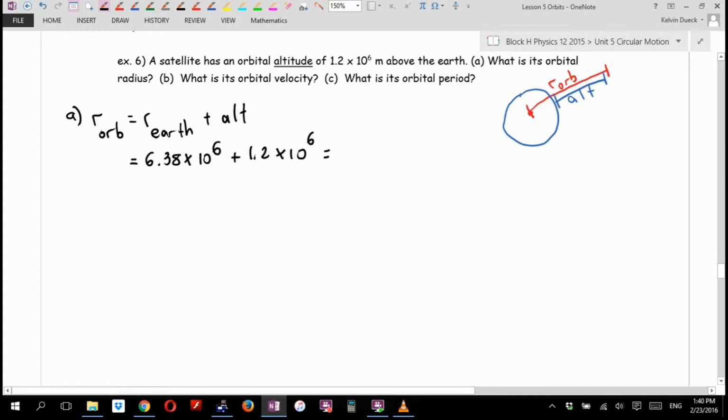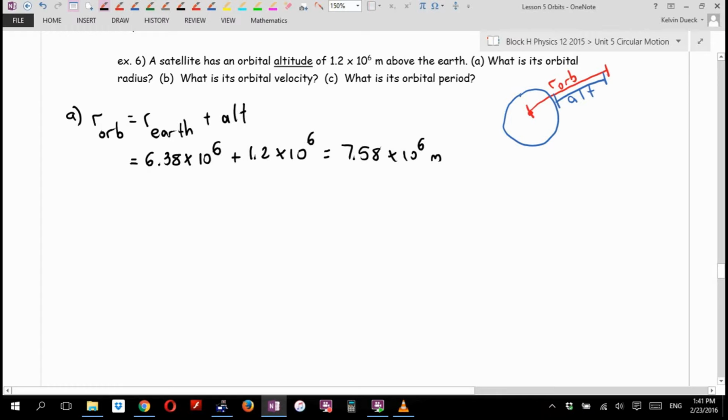Hey, are both these 10 to the 6th? Then really, it's going to be 6.38 plus 1.2. 7.58, I think. Double check me, but I'm pretty sure it's going to be 7.58 times 10 to the 6th meters.